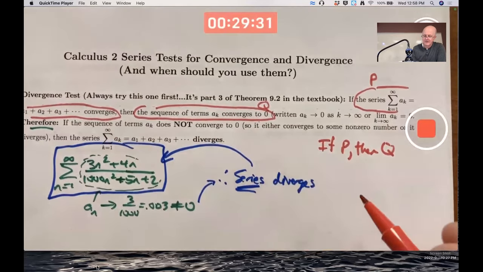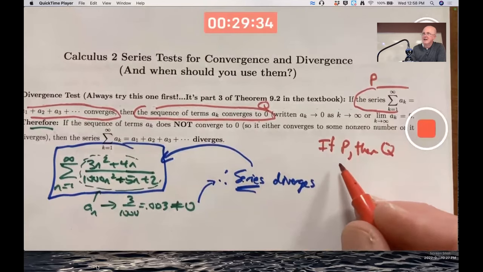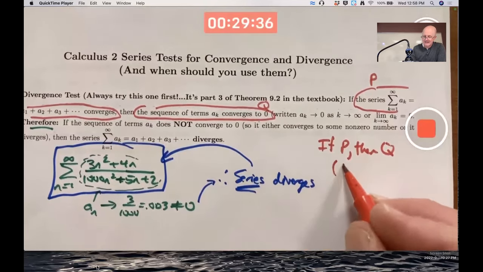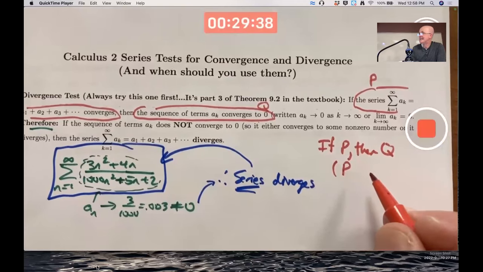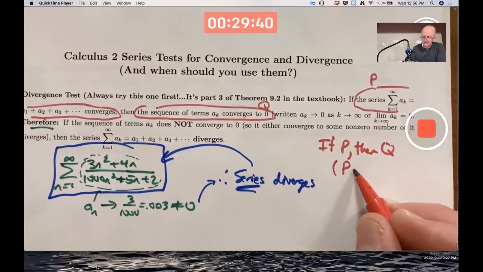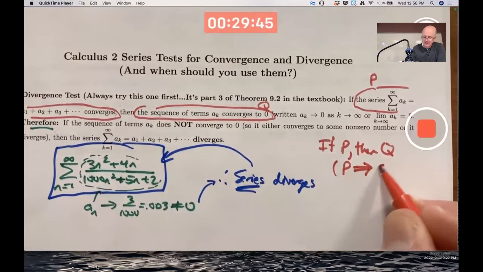Another way to write this, as Michael reminded me last time, is P implies Q, another word, a symbolic way to write this. P implies Q, sometimes just a single arrow. I like putting double arrows there. P implies Q.